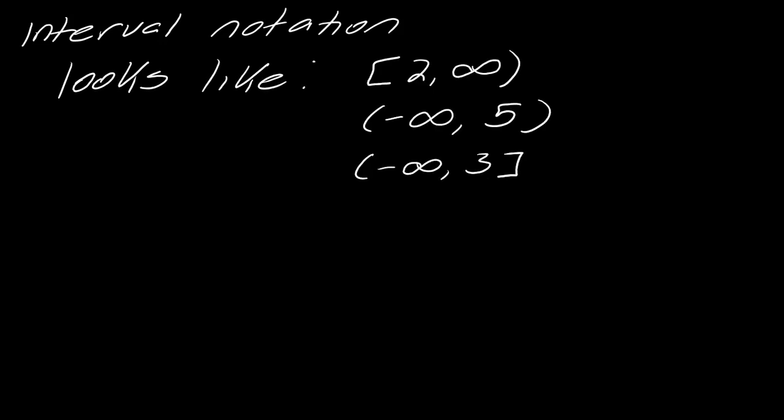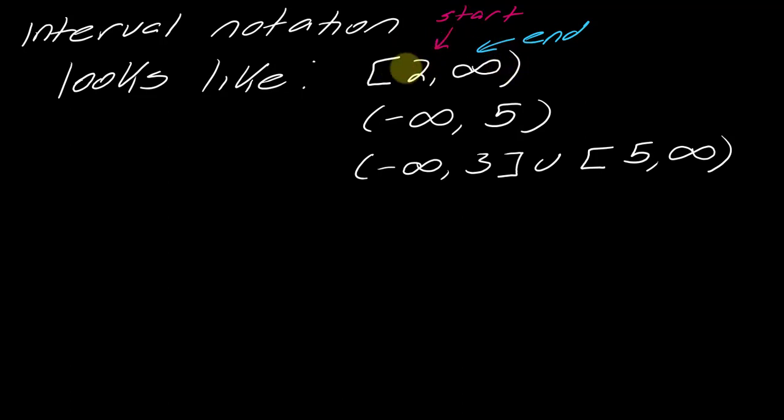So interval notation looks like this. Here are 3 examples of what interval notation actually looks like, just to help you understand what this means. The first number is always telling you a starting point, and the second number is always telling you an ending point. Additionally, the brackets at the end have their own meaning.